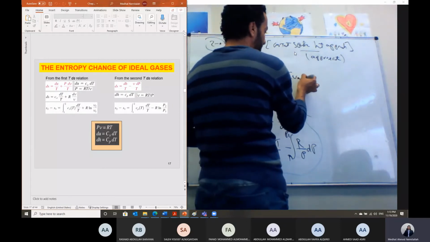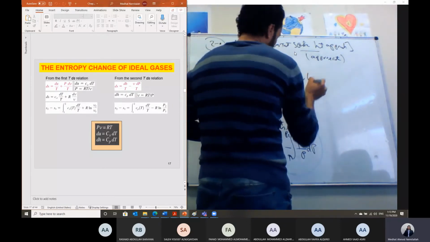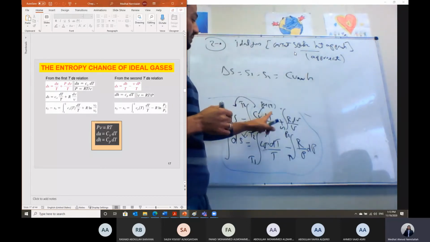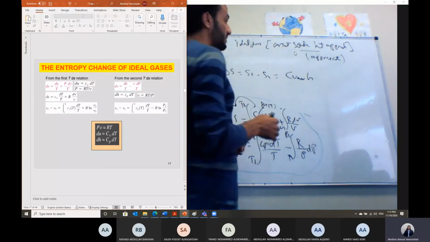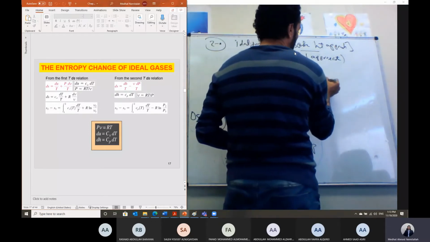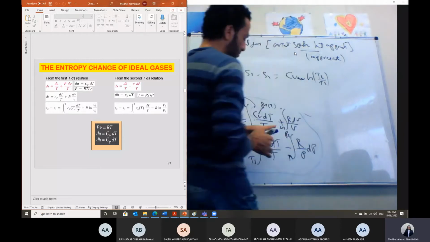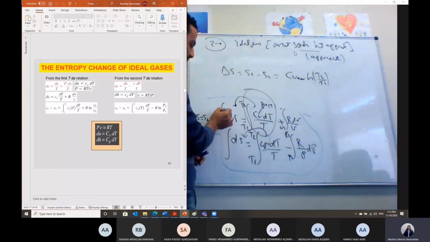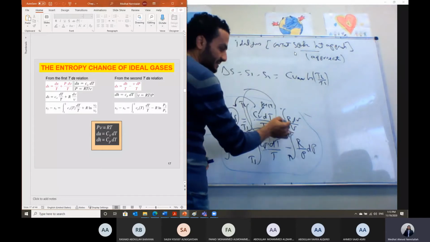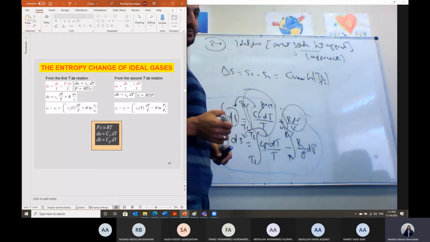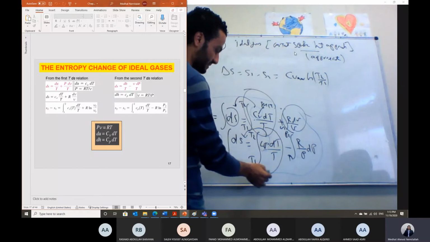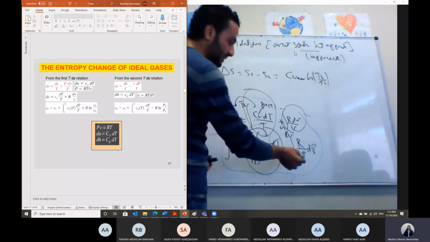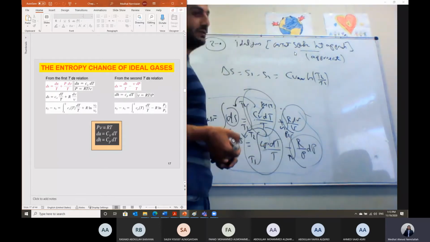It will be CV average multiplied by the integration from T1 to T2 of delta T over T, which is ln T2 over T1. We have another term. This is the temperature dependent term of delta S, and this is the volume dependent term. For the second equation, this is the temperature dependent term, and this term is the pressure dependent.